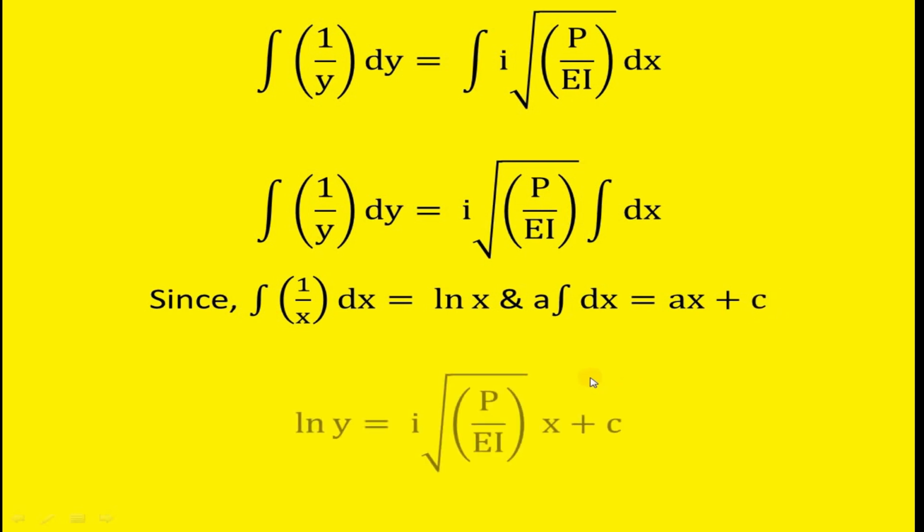So the next step will be log y is equal to i square root of P by EI x plus c. Now I am going to move this log to the RHS. Therefore, this RHS can be rewritten as e to the power of i square root of P by EI x plus c. Because if log x is equal to a, then x will be equal to e power a. To be more precise, when log is moved to the RHS or LHS, the log will be converted to exponential. Okay. So the next step will be y is equal to e to the power of i square root of P by EI x plus c.